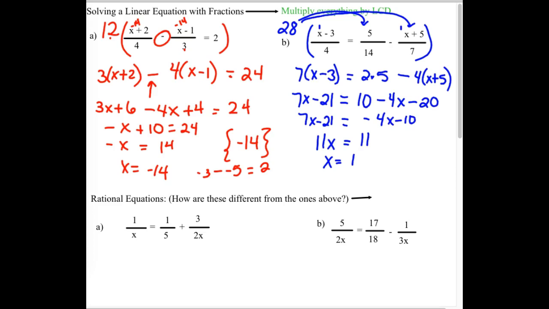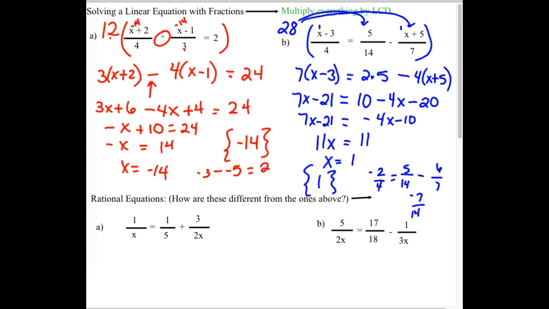1 minus 3 gets me negative 2. Negative 2 fourths on that side. On this side, we've got 5 14ths minus, and putting a 1 in, we get 6 sevenths. 6 sevenths would be the same as what? 12 14ths. So 5 14ths minus 12 14ths is negative 7 14ths. Negative 7 14ths is the same as negative 1/2. Negative 2 fourths is negative 1/2. So it does stay balanced. So solution is just the 1.